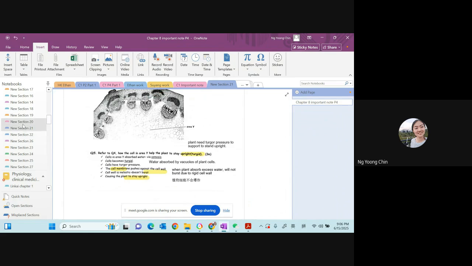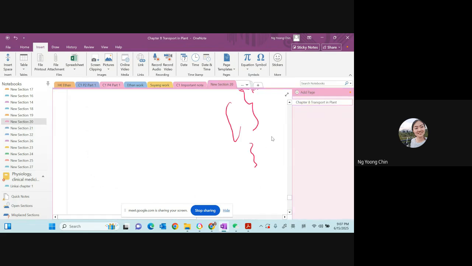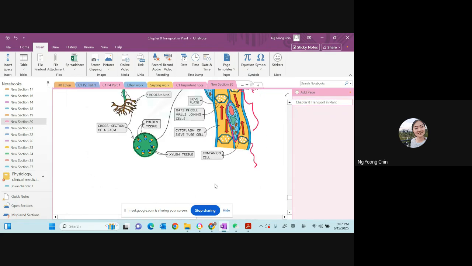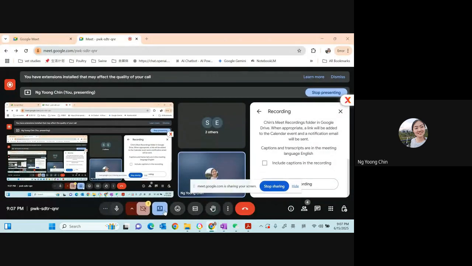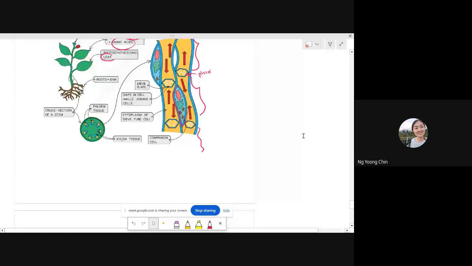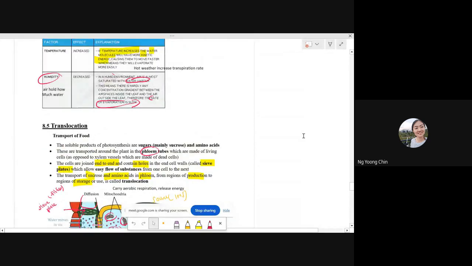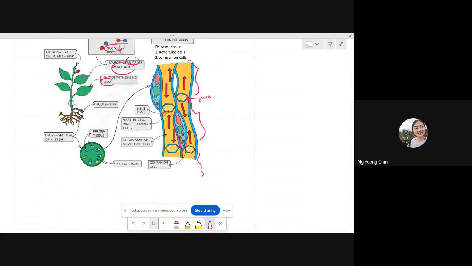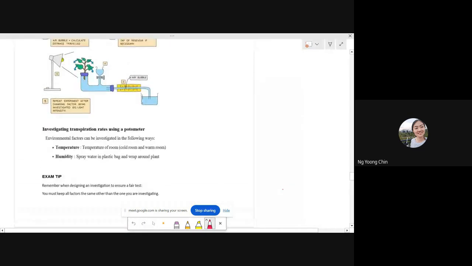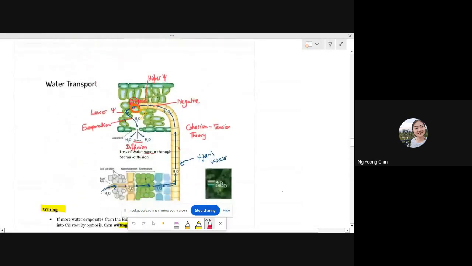Do you know what pits are? Pits are a structure found only in the xylem. Let me show you the pits. Okay. P-I-T-S, pits. This one. This is the pits. I think they didn't show this in your notes, but you should write it down. Okay. For the xylem, where's the xylem? Xylem is here. Yeah, here is the xylem.